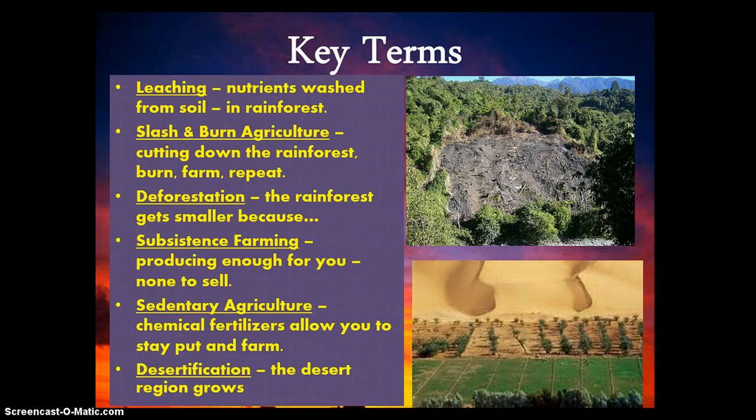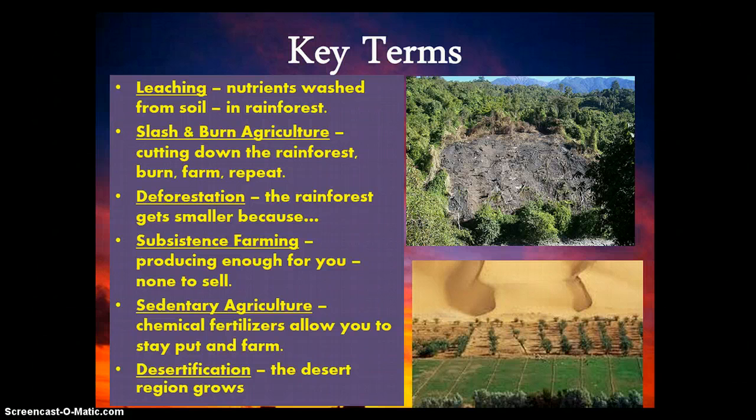Slash and burn agriculture is a way to solve the problem of leaching in the rainforest. You cut down the rainforest trees and vegetation and burn it, which releases nutrients and minerals into the soil, and then you can farm there. Now, the problem is you cannot repeat that process very much in the same area of land, so you have to cut down a different section of the forest and then burn it, and then farm for a little bit, and then move on and repeat.